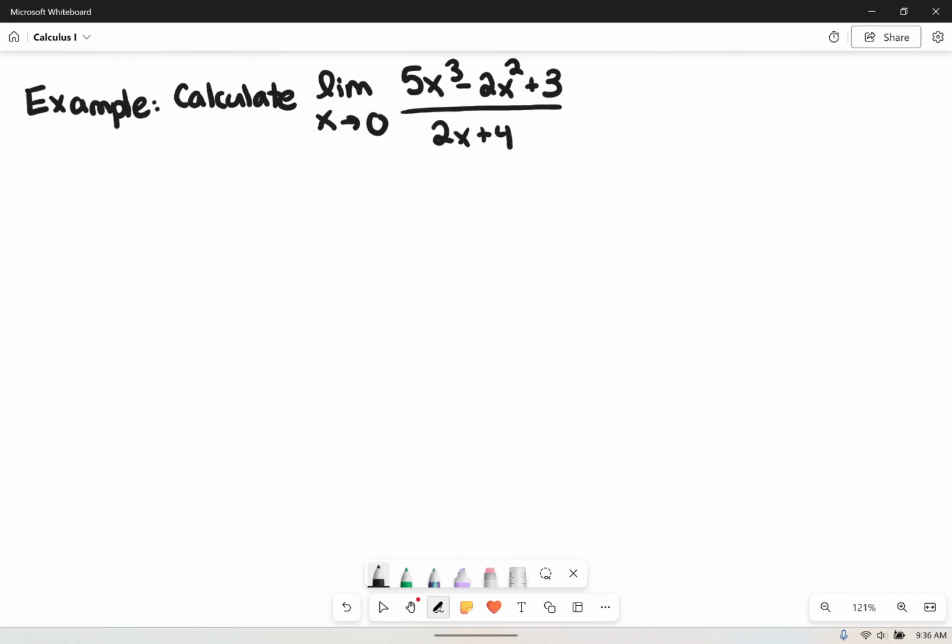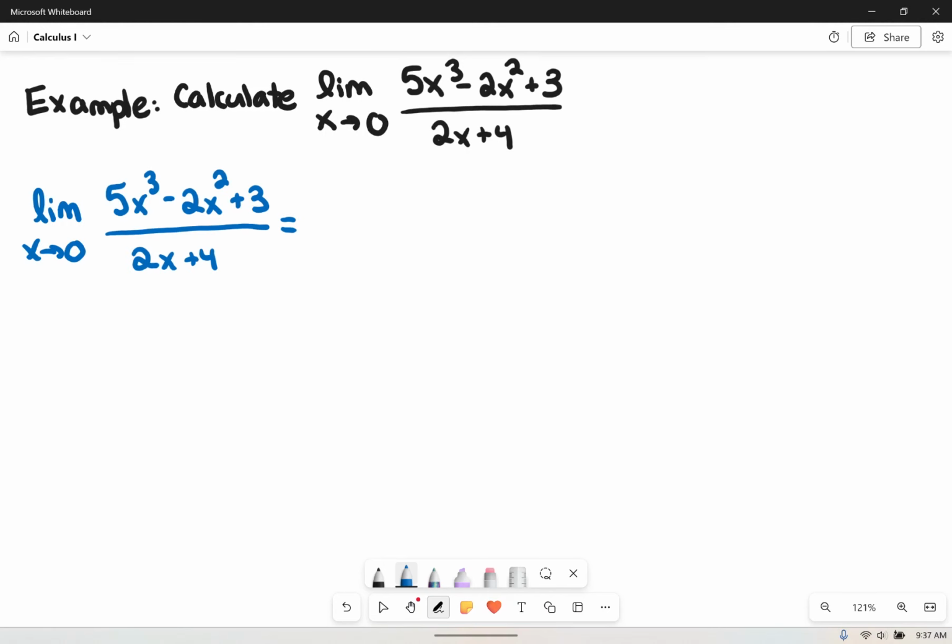Example: calculate the limit as x approaches 0 of 5x cubed minus 2x squared plus 3 divided by 2x plus 4. My first step for evaluating any limit is to try plugging the value of x in. If that value of x is in the domain of the function, recall that the domain is the set of all possible inputs to the function, so all the x values for which the function is defined, then the answer I get will be the limit.